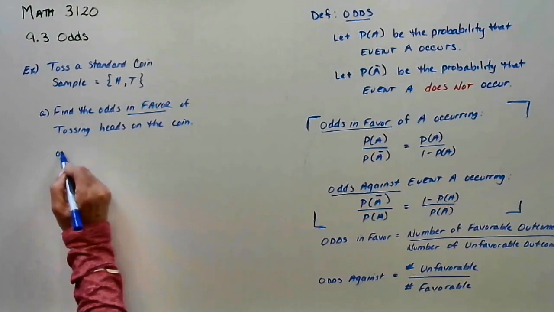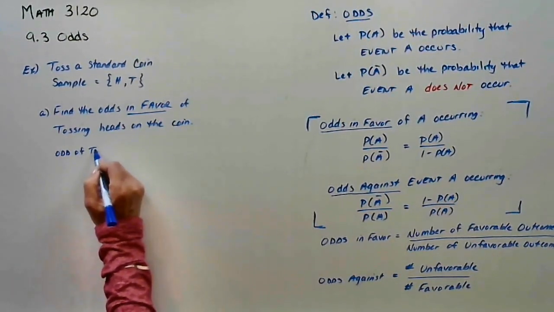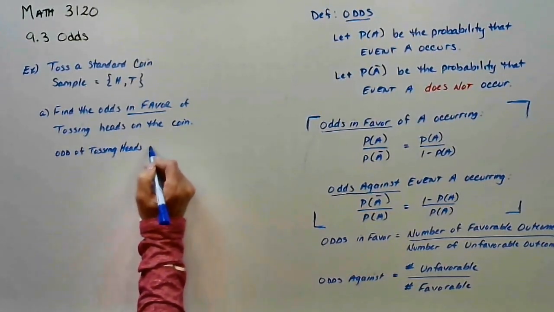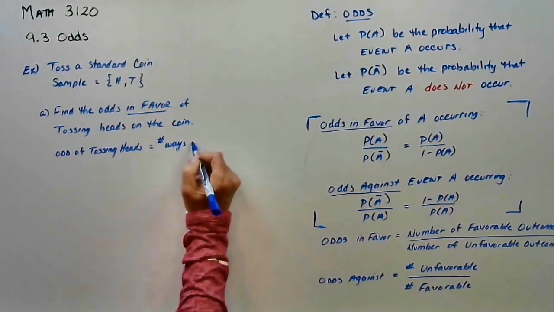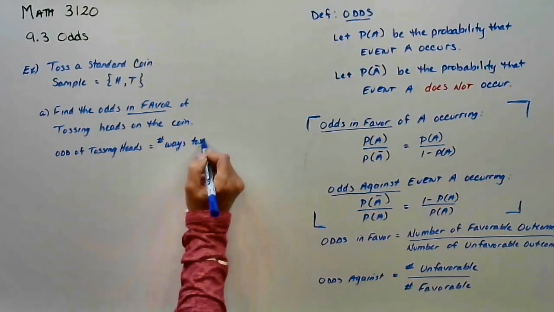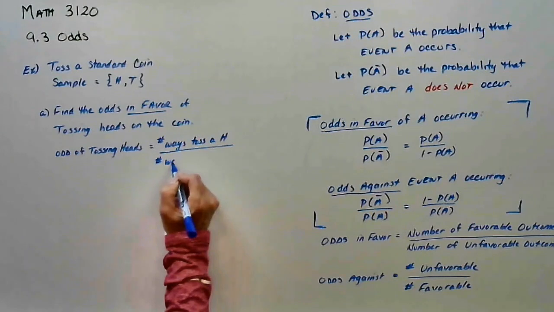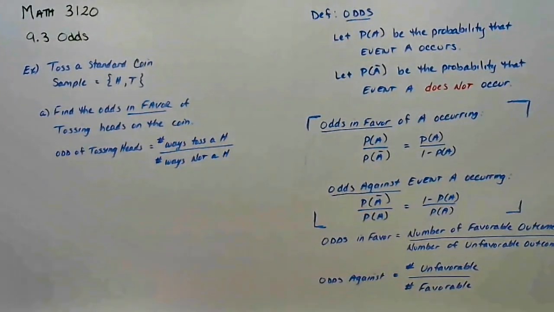So the odds of tossing a head is going to be the number of ways you can toss a head divided by the number of ways it is not a head. Okay? Now I'm going to do this with number of ways, and then I'm going to do it with the probability.